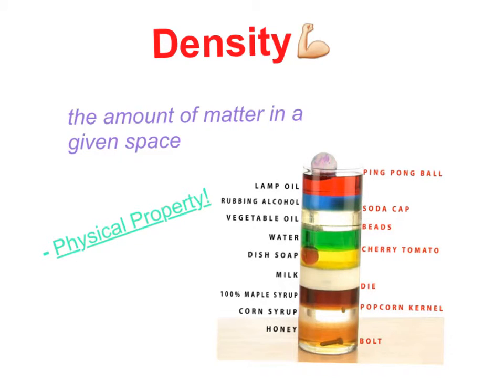Density. Density is the amount of matter in a given space, and this is a physical property. There are many different numbers that density can be. It can be from 0.99 all the way up to the highest number, which keeps going. It starts from the lowest number down here and goes to the highest number up here, which is the heaviest, and this is the lowest.